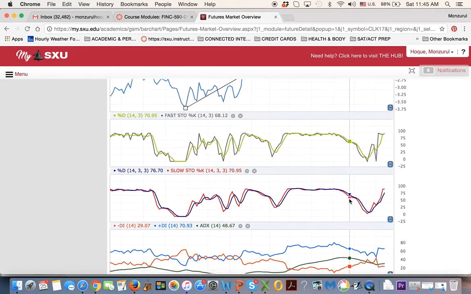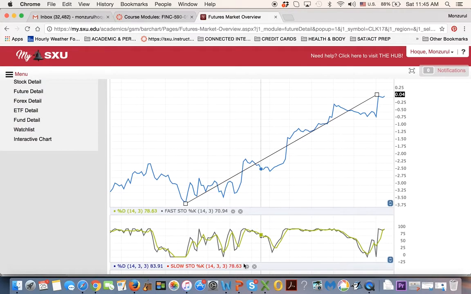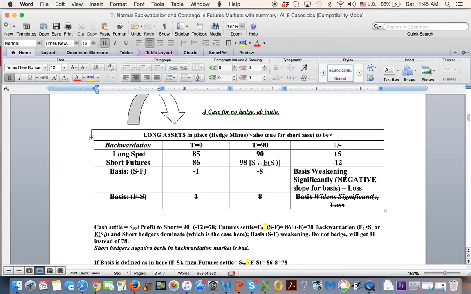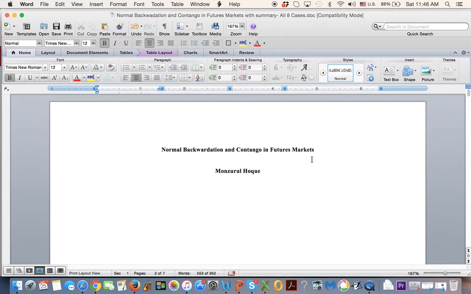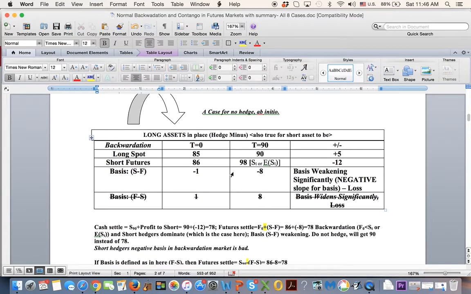Now, in order to interpret this chart, you have to go to the module section and find this file, which is known as normal backwardation or contango in futures market, all 8 cases. So there are 8 cases here, only that first one and the last one are the ones where you do not hedge. So now that you already know how to identify the market, that is known as the necessary condition.